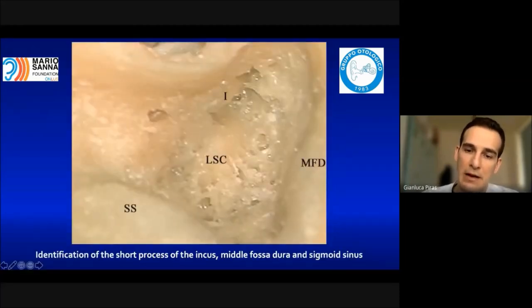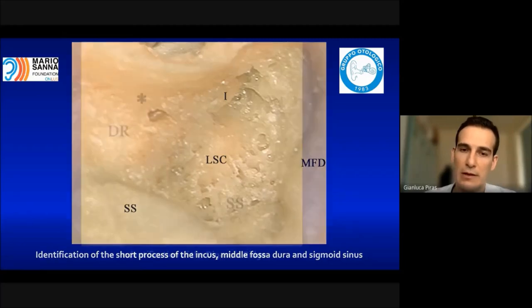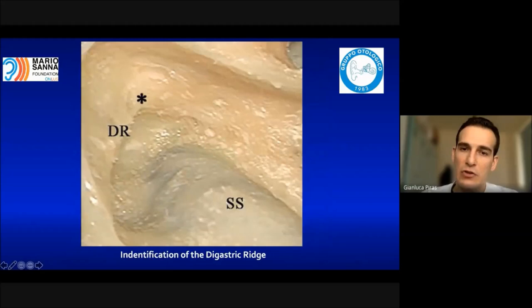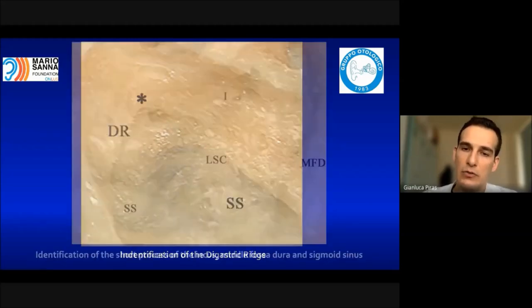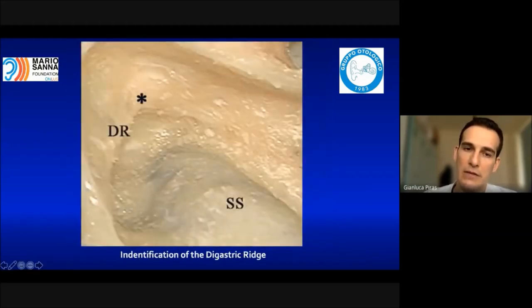Then you open the antrum, you see this is the short process of the incus, which is also important because first it will give you the direction of your posterior tympanotomy if you do a standard cochlear implant surgery, as well as the direction of the third portion of the facial nerve. So cortical mastoidectomy, pneumatized cells, antrum, posterior attic, short process of the incus, lateral semicircular canal. The mastoidectomy should be at the same level, both in the superior and in its inferior part.